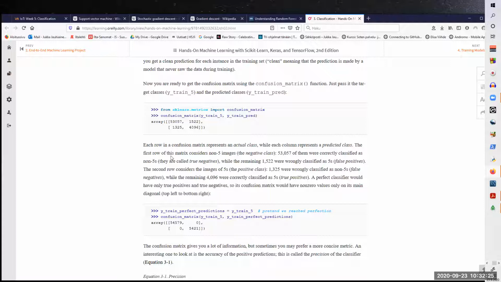In this case, the first row of this matrix considers non-5 images. So 53,000 of them were correctly classified as being non-5s, so they are true negatives. And these 1,522 were wrongly classified as 5s, so they are false positives.